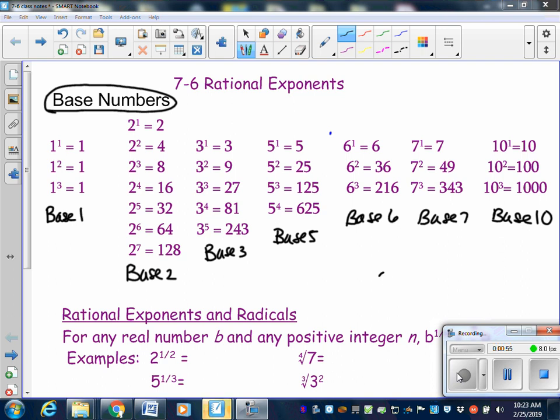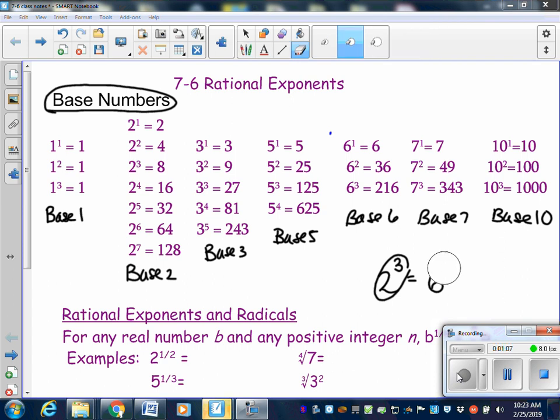I just want to talk about this. Some of you think that 2 to the third equals 6. It doesn't equal 6. I don't know where you got this idea that you just multiply the 2 and the 3 together and you get the answer. That's not how exponents work. Exponents work so that this little number up here tells you how many 2's there are. There are 3 of them. 2 to the third is equal to 8. Just like the chart says, 2 to the third is equal to 8.